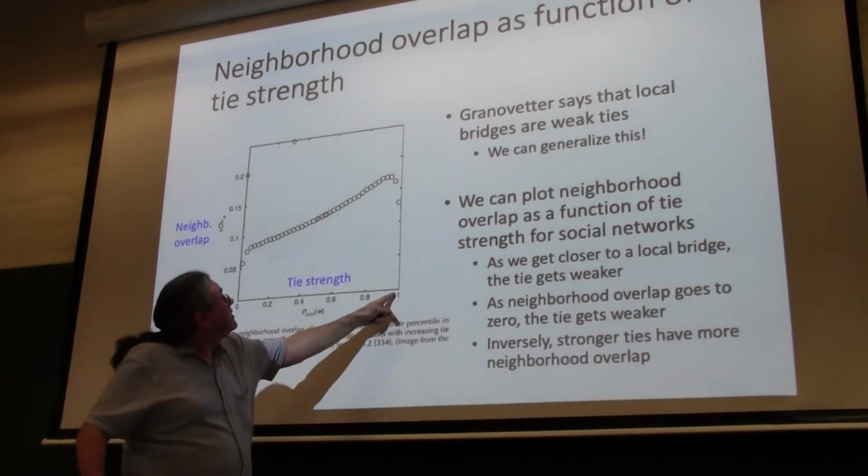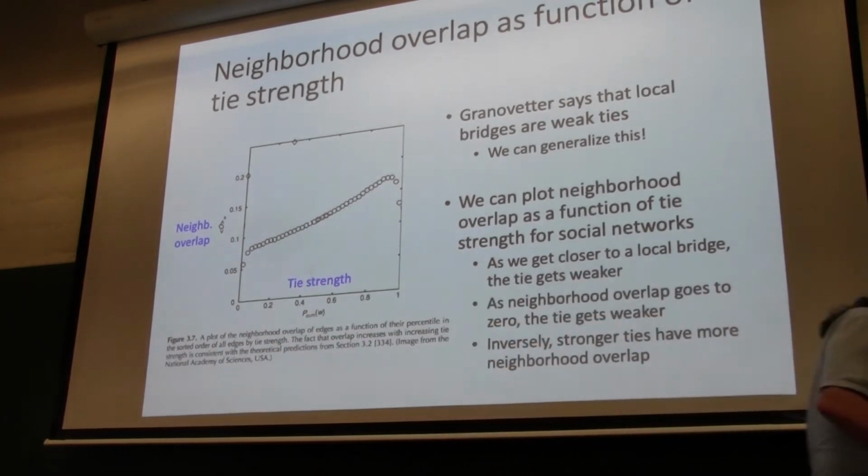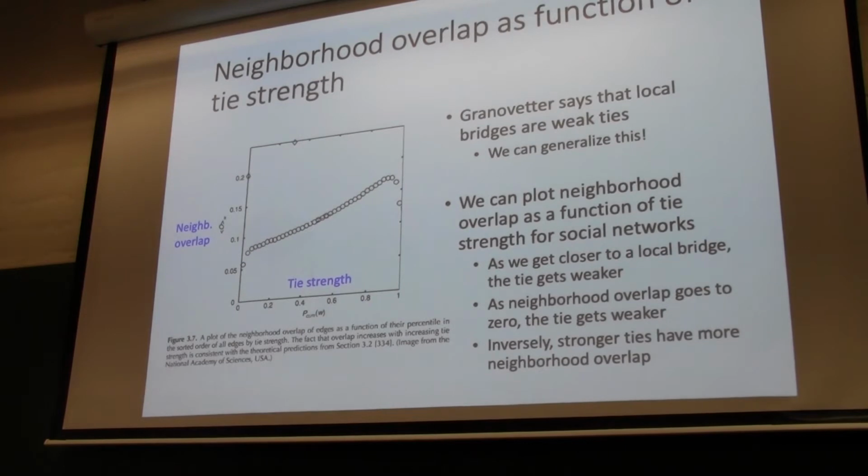And strong ties have more neighborhood overlap. That's reasonable from triadic closure. If you have two friends and they're very close friends, probably they will become friends. So strong ties have more overlap.